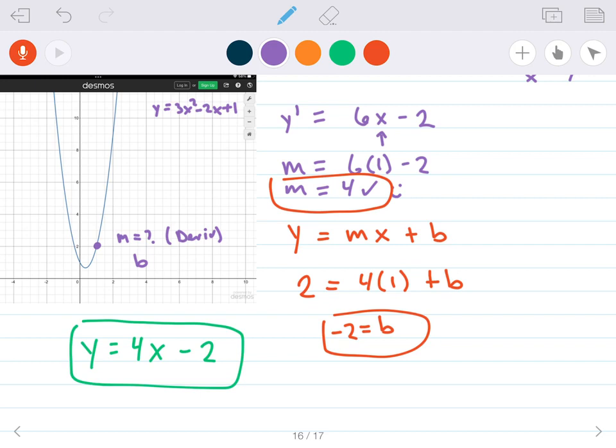So we'll rise up 4, which is going to be right here. And then we're going to run 1, which is right here. Okay, so that point should be on our curve. And then we just connect the dots. And there's our tangent line. Beautiful. Okay.